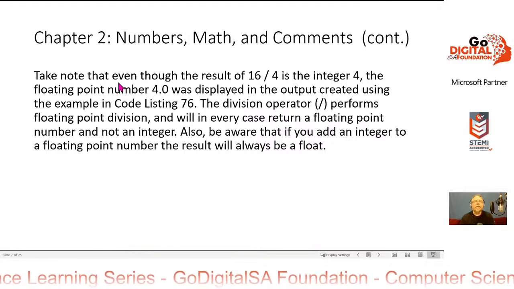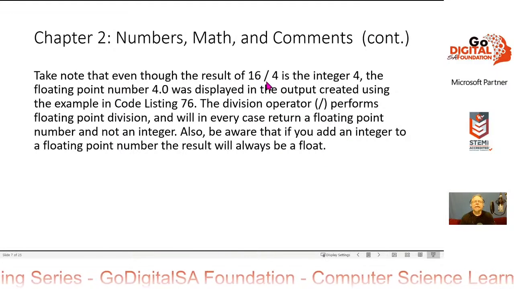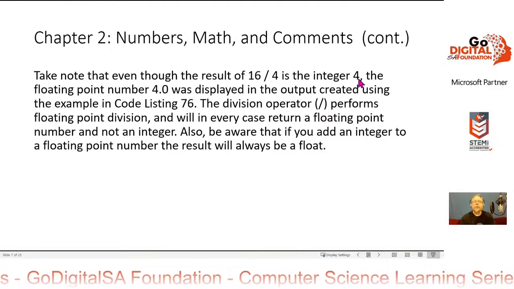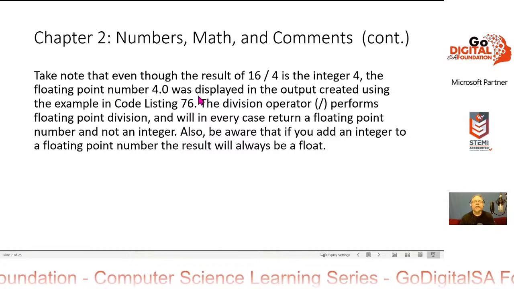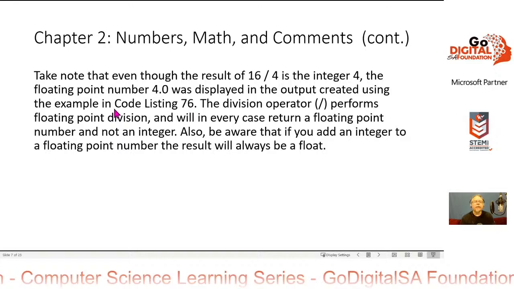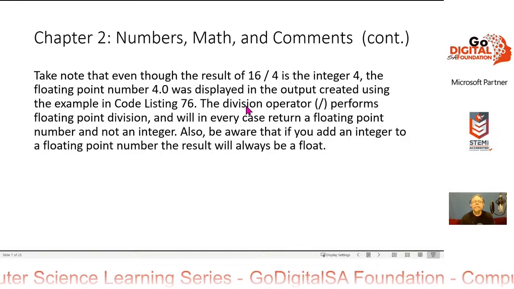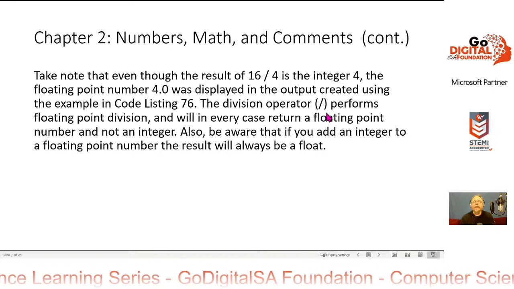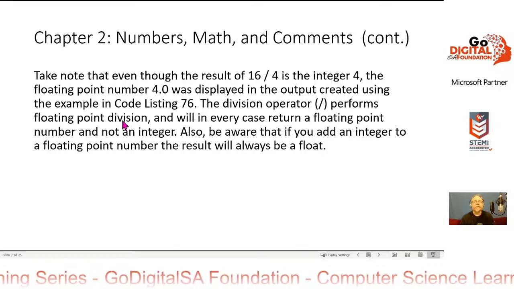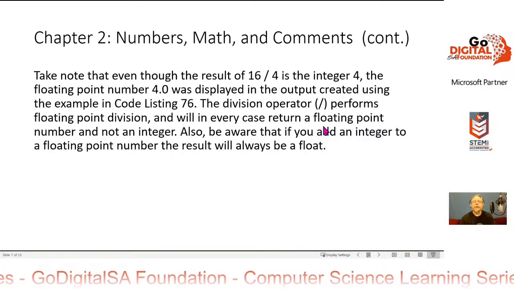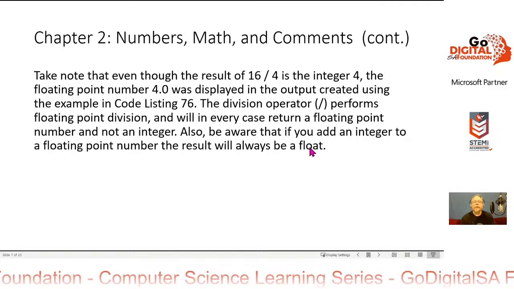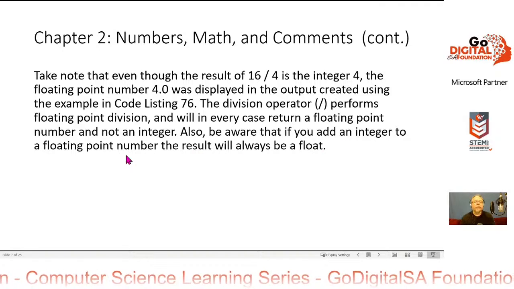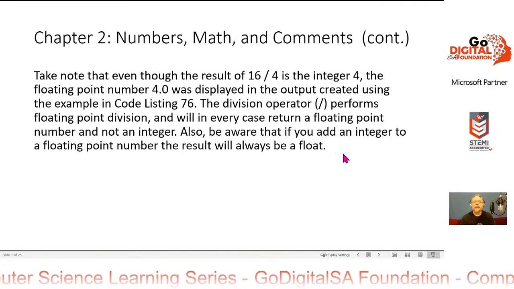Take note that even though the result of 16 divided by 4 is the integer 4, the floating point number 4.0 was displayed in the output created using the example in this code. The division operator performs floating point division and will in every case return a floating point number and not an integer. Also be aware that if you add an integer to a floating point number, the result will always be a floating point number.